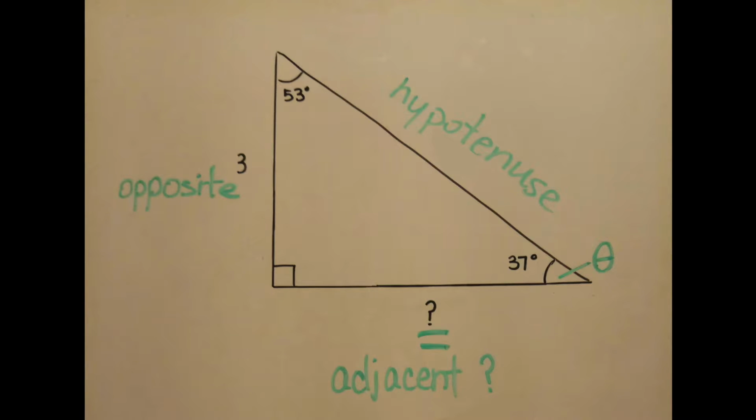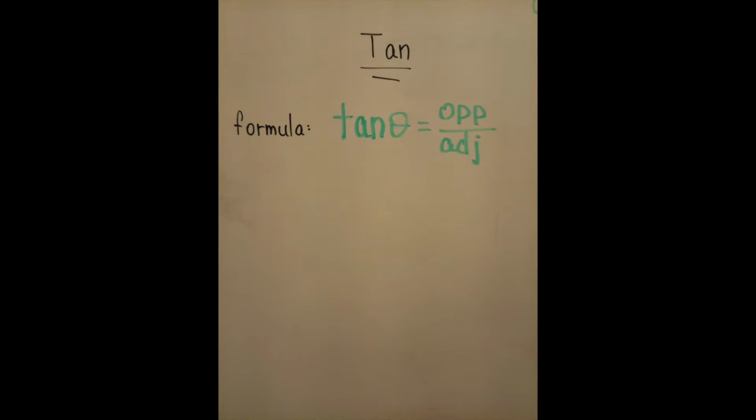Now, let's do some examples to show you how to use the formulas to calculate. For example, there is a right triangle that has an opposite of 3. The measures of the angles are about 37 degrees and 53 degrees. The adjacent is unknown. In order to calculate this, we need to use tan because we have only been given the angles and the opposite.